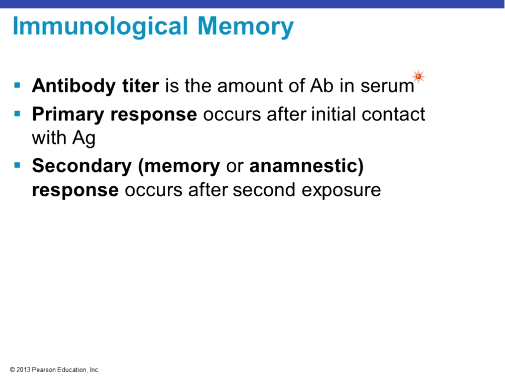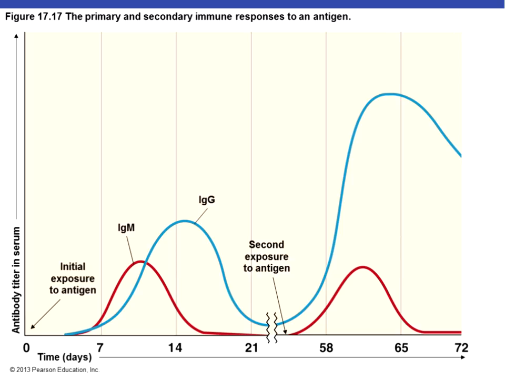Your primary response is going to happen after your initial contact with the antigen. Your secondary response, or your memory, occurs the next time that you've seen it. And as I said before, typically your memory is so effective that you either don't get sick or feel the malaise of being sick, or you don't feel ill for very long.